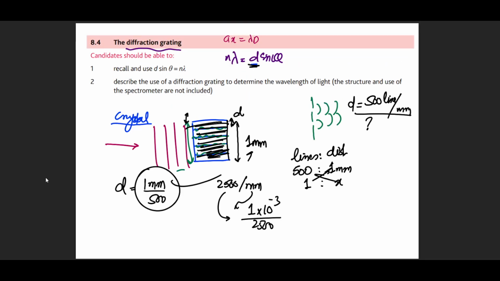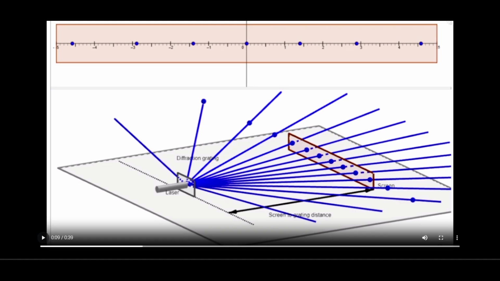The second thing is about what the diffraction pattern actually looks like. This is what the diffraction pattern looks like. It is very similar to the double slit experiment, but in this case, we understand that it's not a double slit. It is at least 500 or 1000 slits.